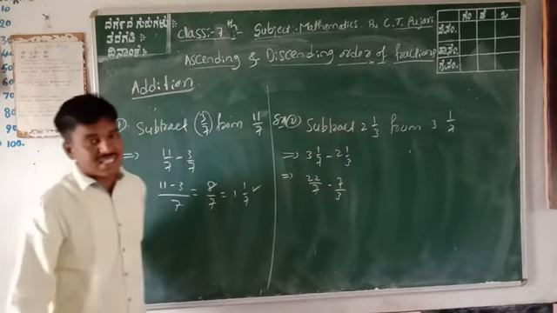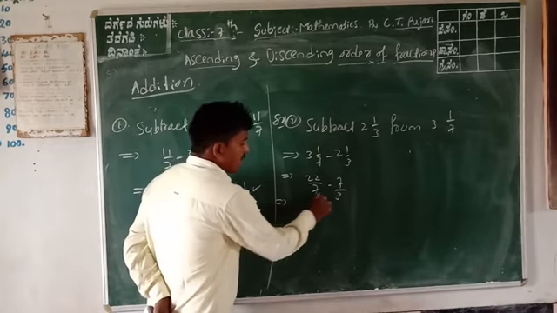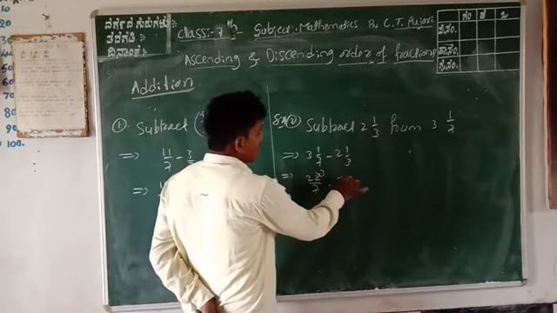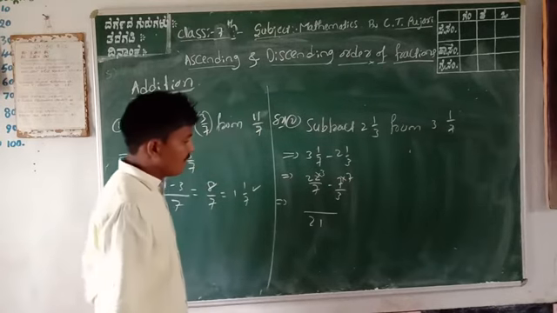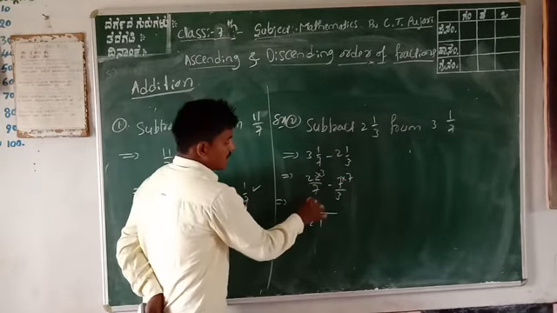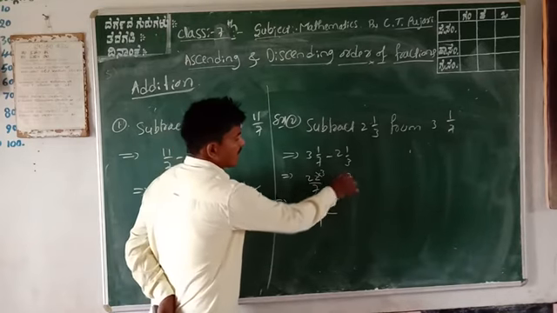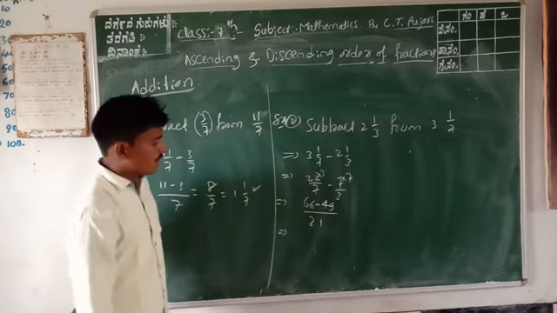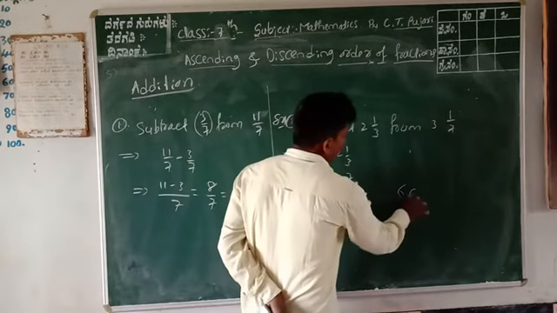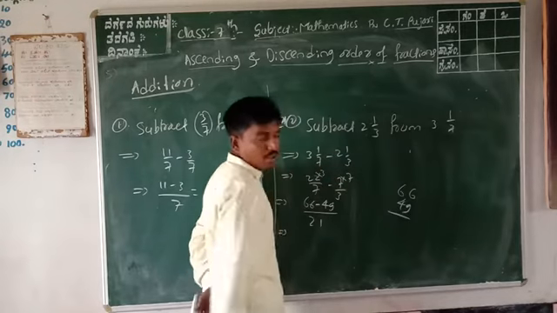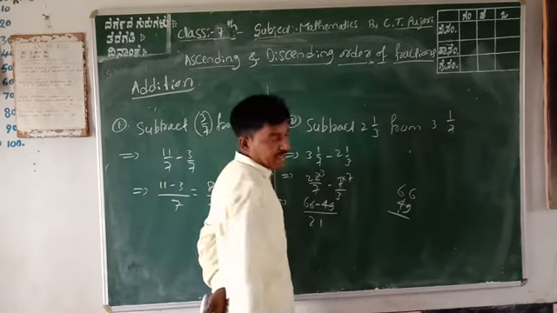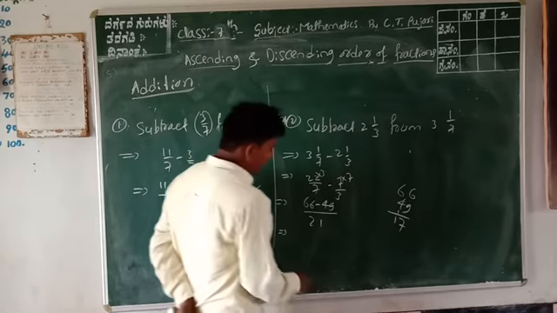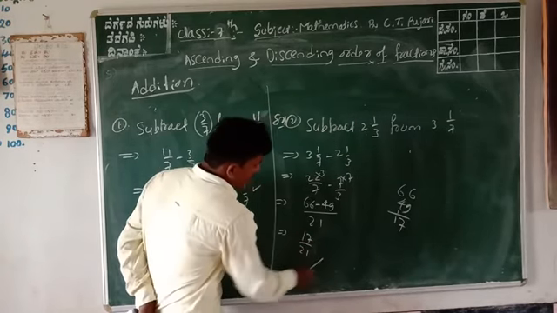Next you can take the LCM. LCM of 7 and 3: 7 threes are 21. You can take 3 times 22 is 66, minus 7 times 7 is 49, divided by 21. Therefore, 66 minus 49: 16 minus 9 is equal to 7, and 6 minus 5 is only 1. The answer is 17 by 21.